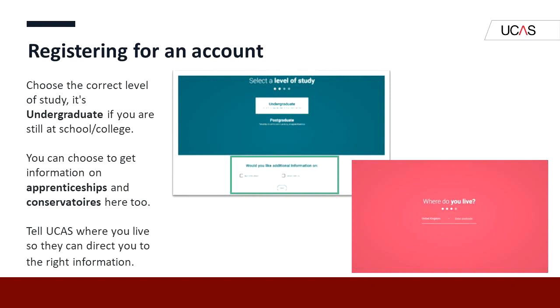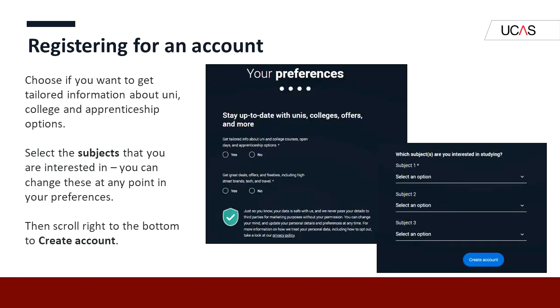And UCAS will ask you where it is that you live, so they can direct you to some geographically specific information as well. Within your preferences on UCAS, you can choose what information you want to receive. If you want to receive tailored information about universities and courses, select subjects that you're interested in. I think it'll allow you to pick up to 3, and you can change these preferences at any point as well.